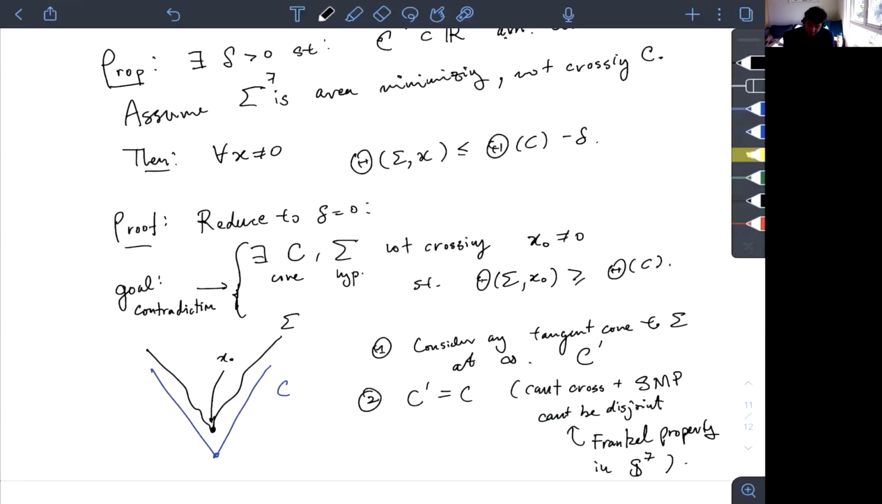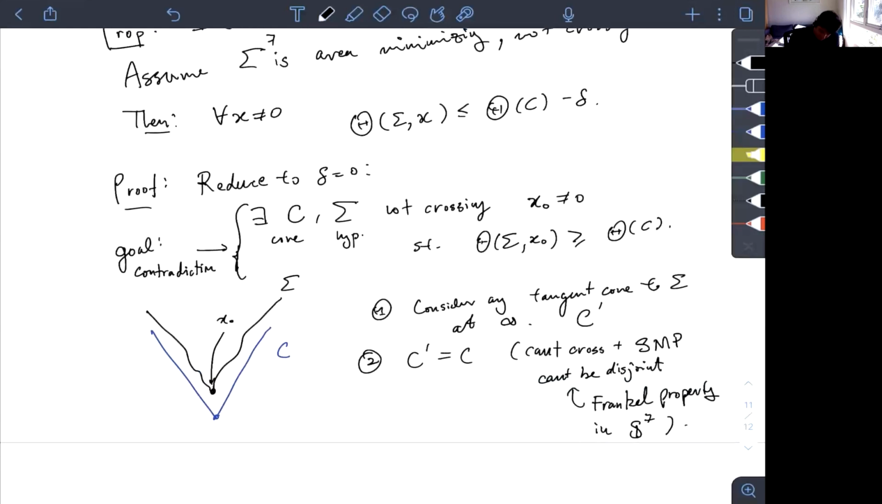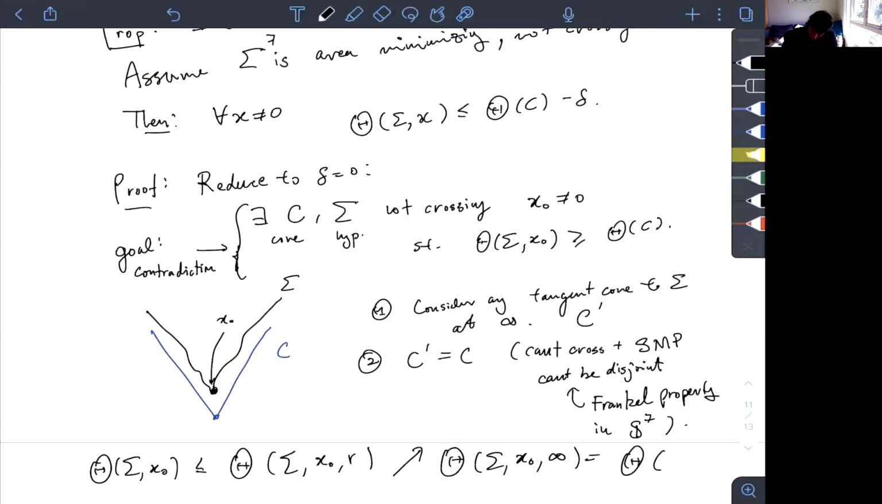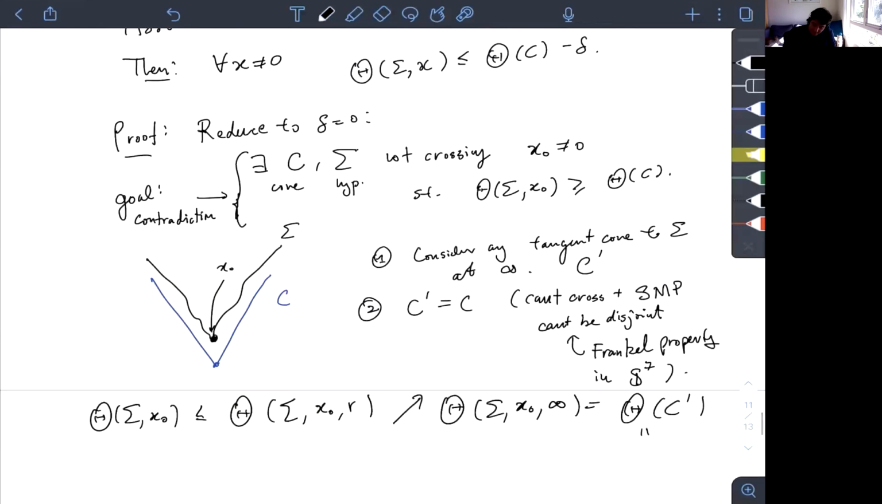Okay, so we now see that the cone at infinity of sigma is equal to the cone C that we started with. But now let's think about the monotonicity formula carefully. If you start at this point x naught, then you consider a ball of some size. As r goes to infinity, sigma at very large scales looks like its tangent cone at infinity. So the density ratio of sigma for very large scales looks like the density of C prime, but this is exactly the density of C. On the other hand, this is bigger than or equal to theta of C, and this is by assumption.